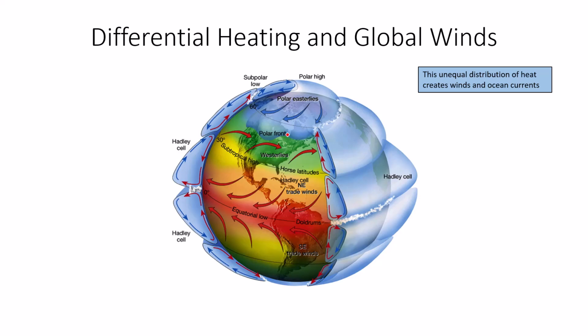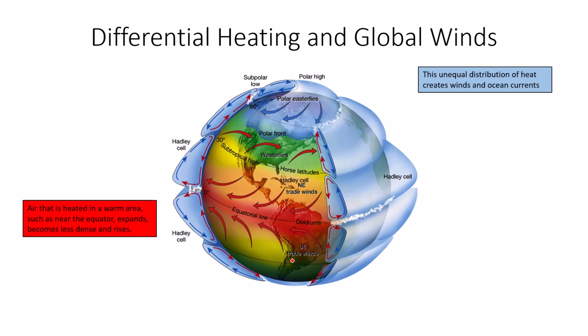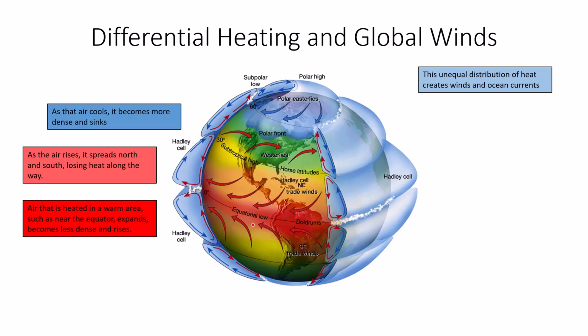There are trade winds both in the northern hemisphere and southern hemisphere that not only are impacted by the rotation of the Earth, but they're also impacted by this unequal distribution of heat. So air that is heated in warm areas, such as around the equator, is going to expand, become less dense, and therefore rise. As the air rises, it spreads north and south, losing heat along the way.